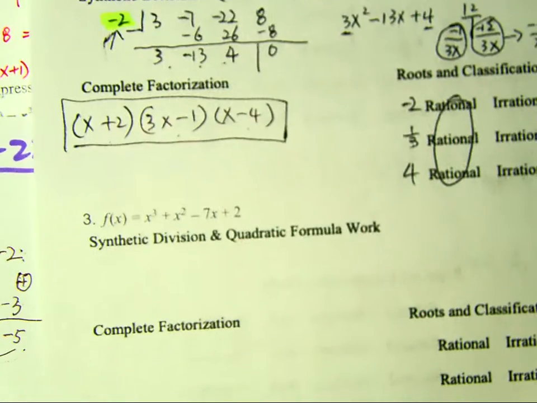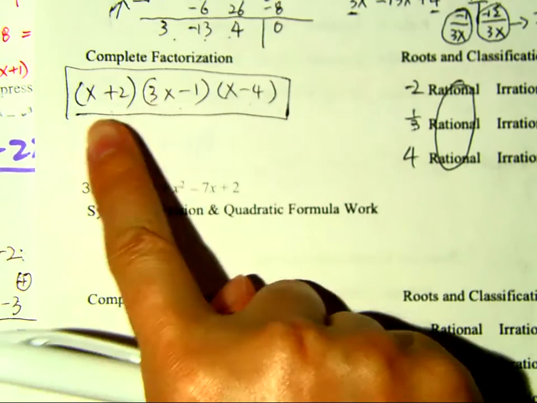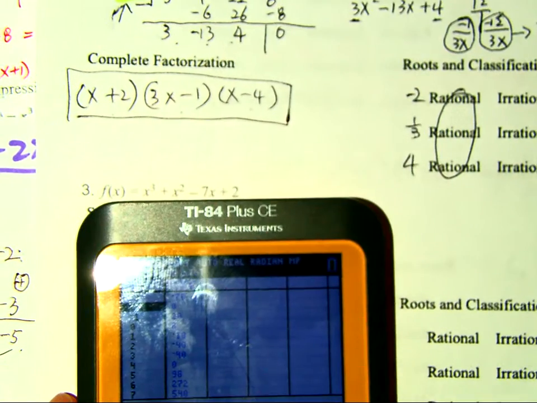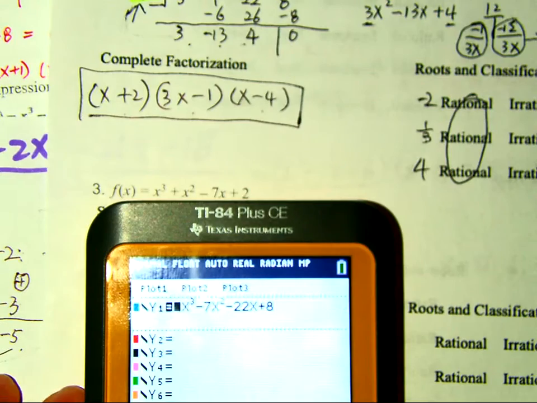Okay, look at number 3. We don't always have 3 factors. So for this one, same thing. Let's find the first number to do synthetic division. Go to y equals, x cubed plus x squared minus 7x plus 2.